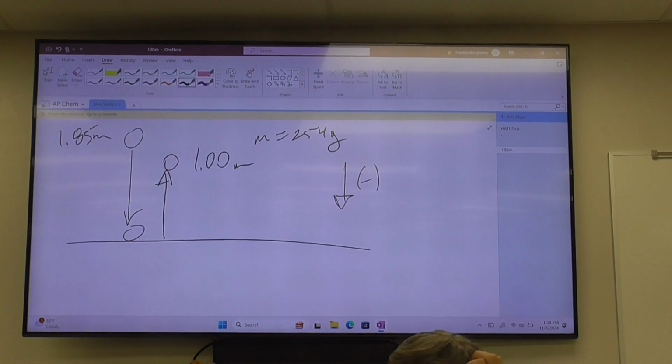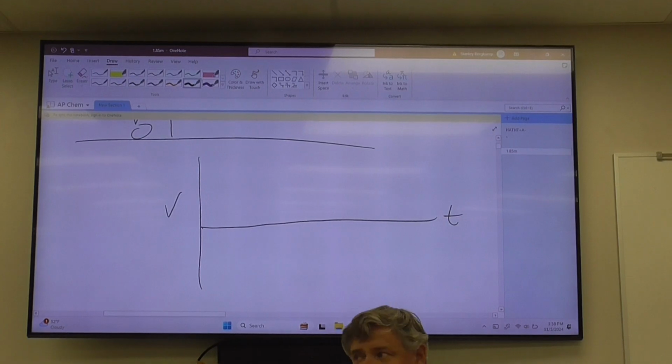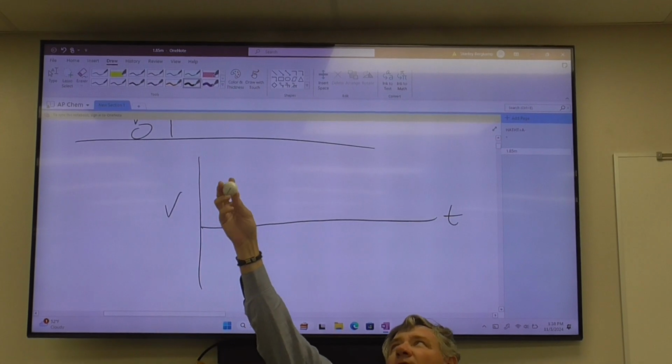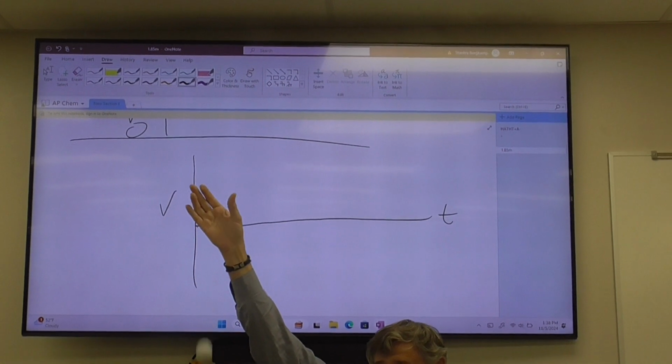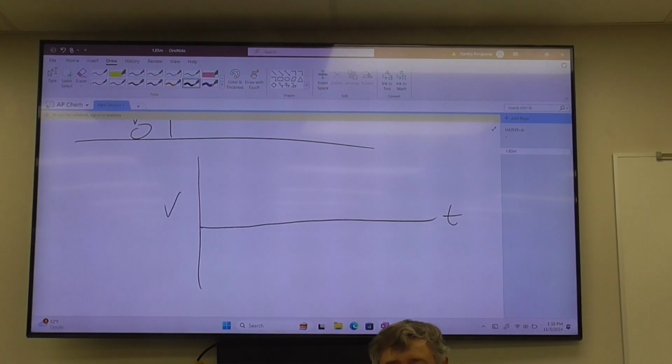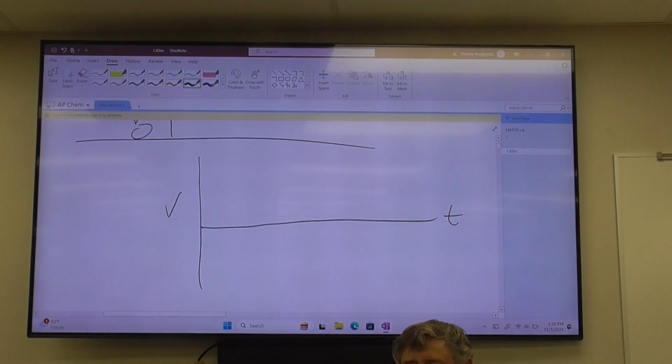So let's start at the end and work our way forward. Let's start with the velocity-time graph. Scooter, the ball is here. I'm going to drop it. Where's my velocity-time graph going to start? Zero. Then what's it going to do? Slope up or slope down? Slope up. Scooter, which direction does it fall? Oh, sorry, slope down. Negative, down. Negative. Okay.